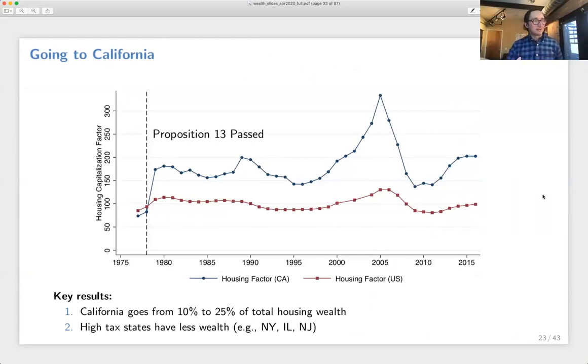What I plotted here is the capitalization factor for property taxes in California in the blue versus the aggregate US housing factor. You can see it's almost double the aggregate US factor. You can also see the rise and fall during the housing boom, and the sharp jump up after Prop 13 passed, which was a law that capped property tax growth.